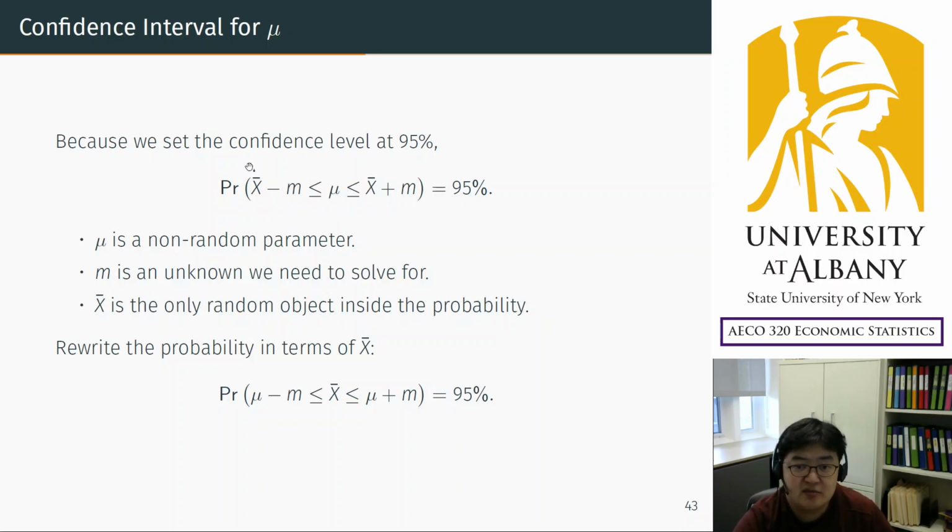Therefore, inside the probability, the only random quantity is the sample average. Like we learned, the sample average is random, and this is the only random quantity. Mu is a parameter, so it is not random. m is unknown, we are calculating it, so it is not random. So the random thing is only x bar. Because x bar is the only random object inside the probability, we are going to rearrange the terms so that it comes to the middle. So x bar is isolated in the middle, and it is equivalent: subtracting x bar from all three terms and then subtracting mu from all three terms will give you this.